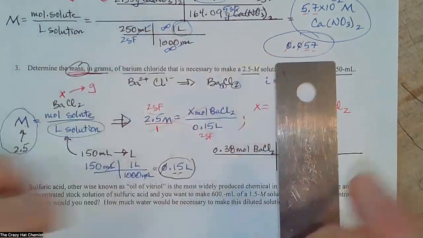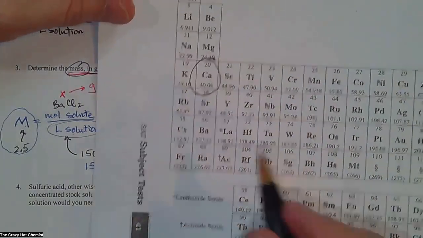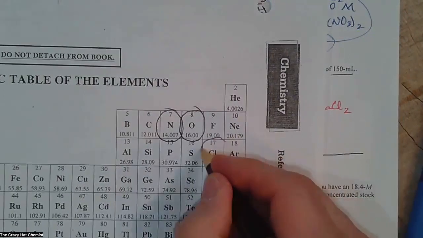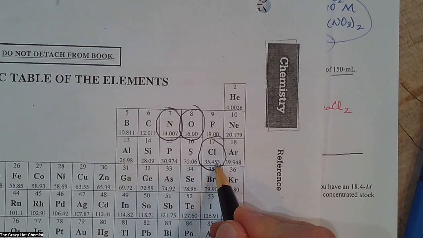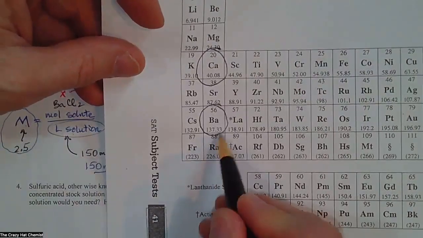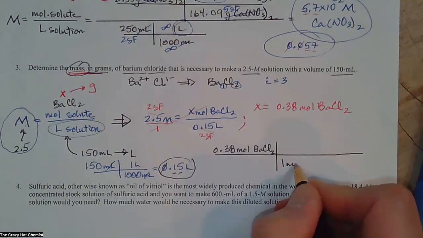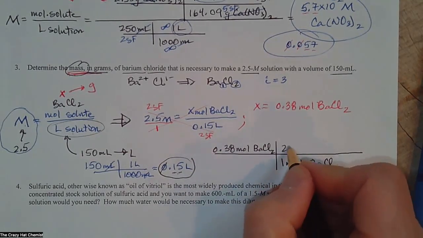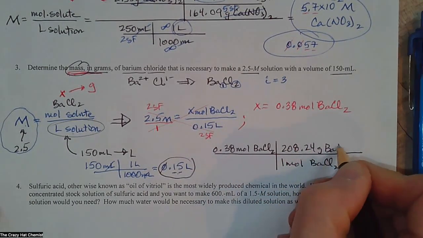So again, I'm going to be using my periodic table. Let me grab that real quick. Barium has a molar mass of 137.33. Chlorine has a molar mass of 35.453. Chlorine's molar mass has 3 decimal places, barium's molar mass has 2 decimal places, so I'm going to end with 2 decimal places in my molar mass. So this is going to be 1 mole of barium chloride, and this is going to be 208.24 grams of barium chloride.